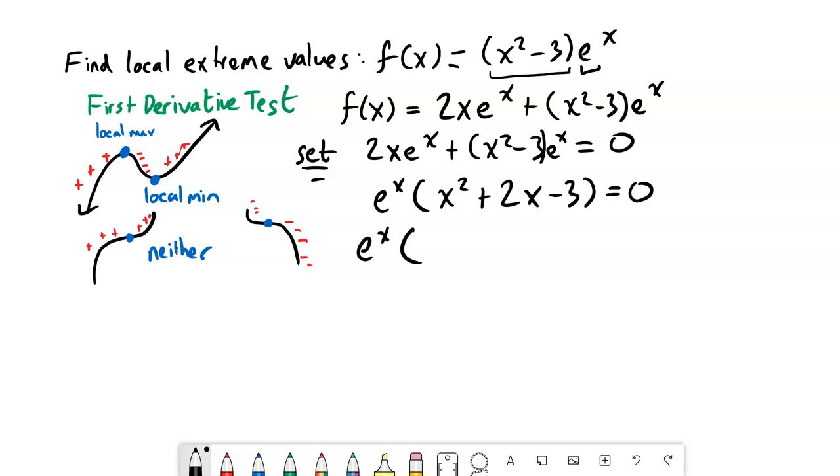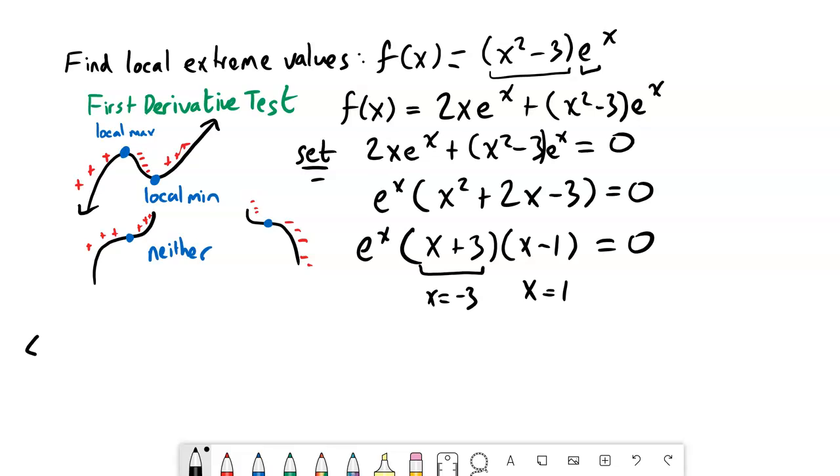So e to the x times what is it going to be? So minus 3 minus 1. So it's x plus 3, x minus 1. That seems like it's the one. And then I just solve for x, right? e to the x is never 0, so it's never going to have a value where it's 0. This can be 0 at x equals minus 3. And then this one's x equals 1. Okay, we found the critical points.